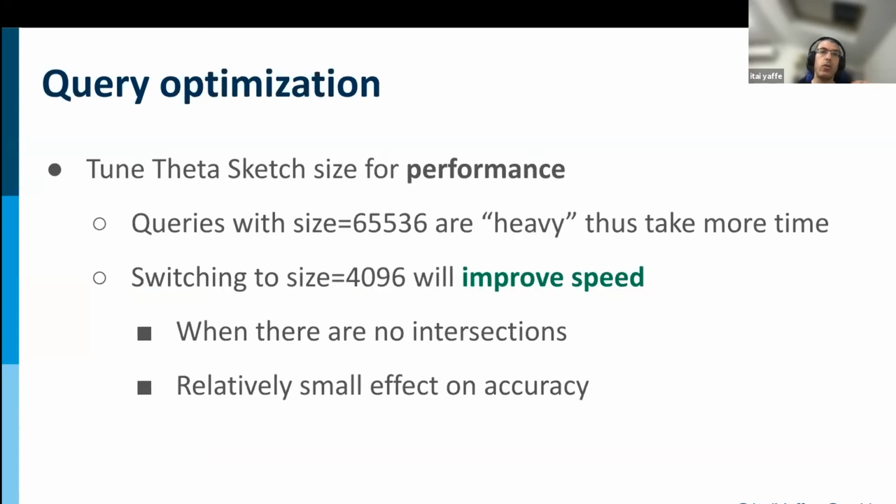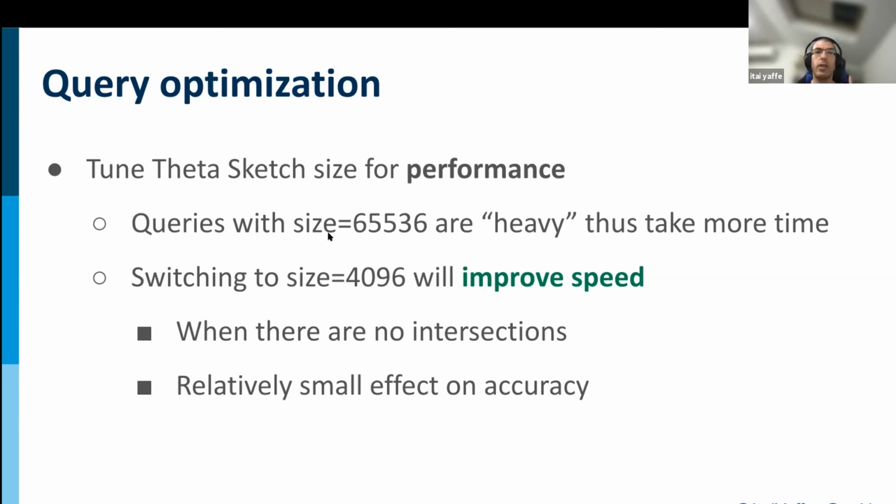Now, let's talk about query optimization, and the common thread in our slides was working with DataSketch. So let's see how we can tune DataSketch size for performance. Remember, Yakir mentioned DataSketch and KMV. K is the size of the sample that we take from the incoming stream of events, and this is basically the equivalent to the size that we will use for the DataSketch when querying it.